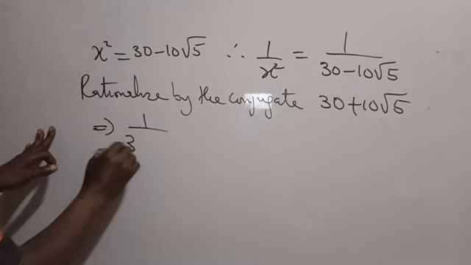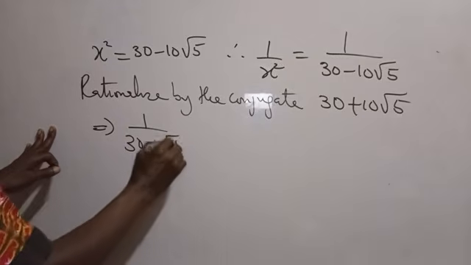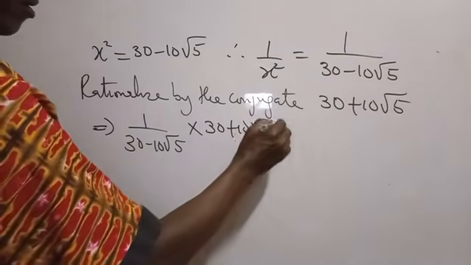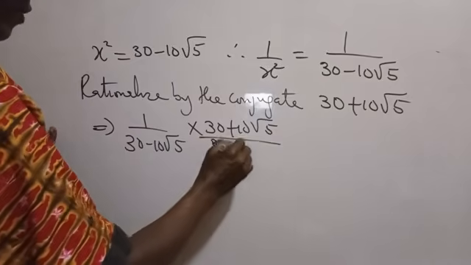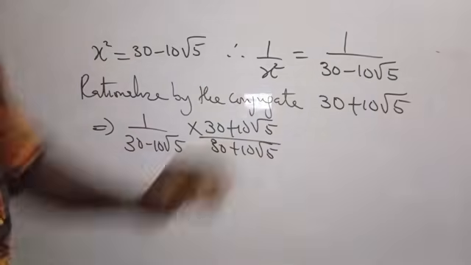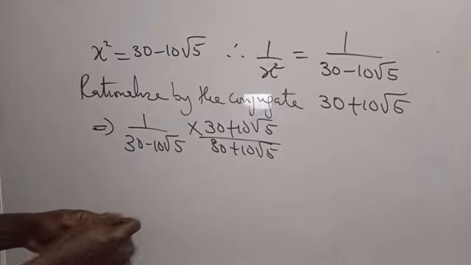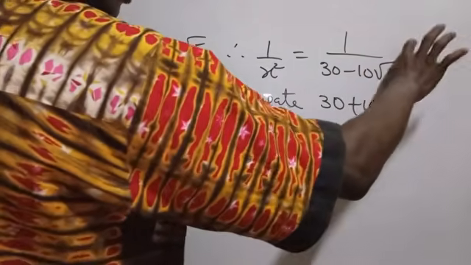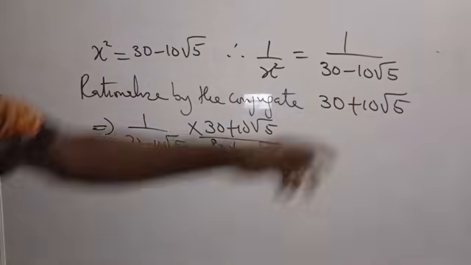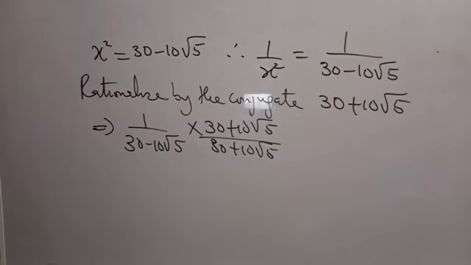That means we're going to have 1 over 30 minus 10 root 5 times 30 plus 10 root 5 all over 30 plus 10 root 5. You ask me why? This is an irrational surd, and to make it rational, you multiply both the numerator of this expression and its denominator by the conjugate. That is when you change the sign of minus to plus. That's what you do.